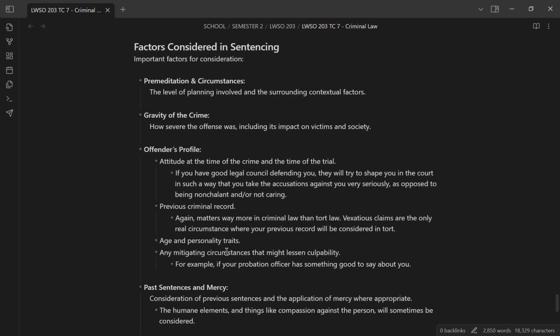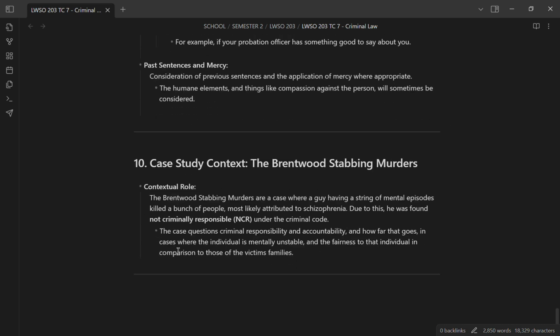So just to go over that again, what are the factors considered in sentencing? We consider premeditation, the gravity of the crime, the offender's profile, including their attitude, previous criminal record, age, personality, or any mitigating circumstances that might lessen culpability. And we consider past sentences and try to have mercy.